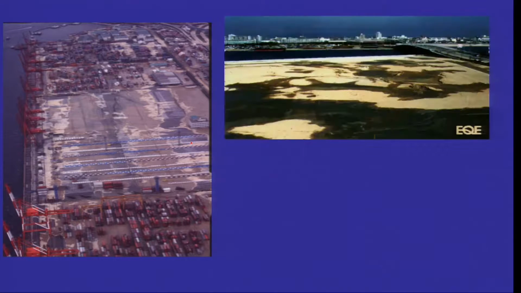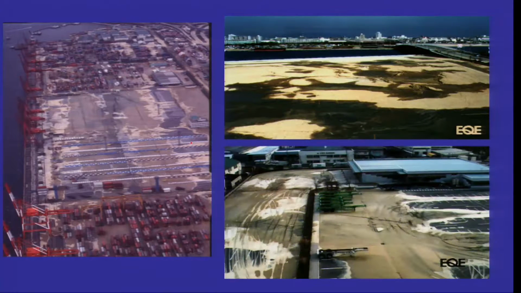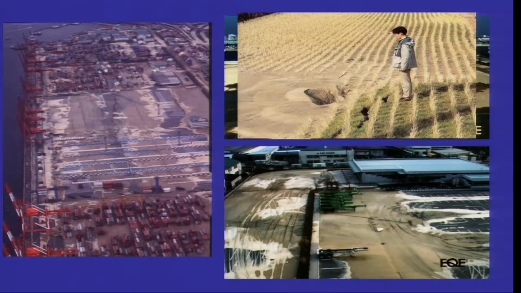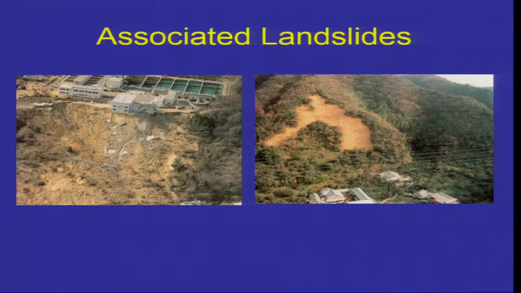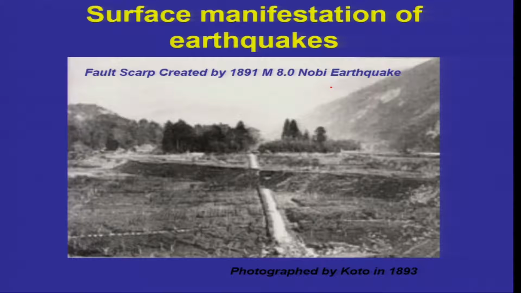So in the harbor areas, you can see the liquefaction problems which they faced, and then potholes, or what we call sand blows, which were created because of the liquefaction. Now, associated landslide. There is another problem which is commonly observed after each earthquake, or during an earthquake, which we need to face, in the hilly areas mainly.